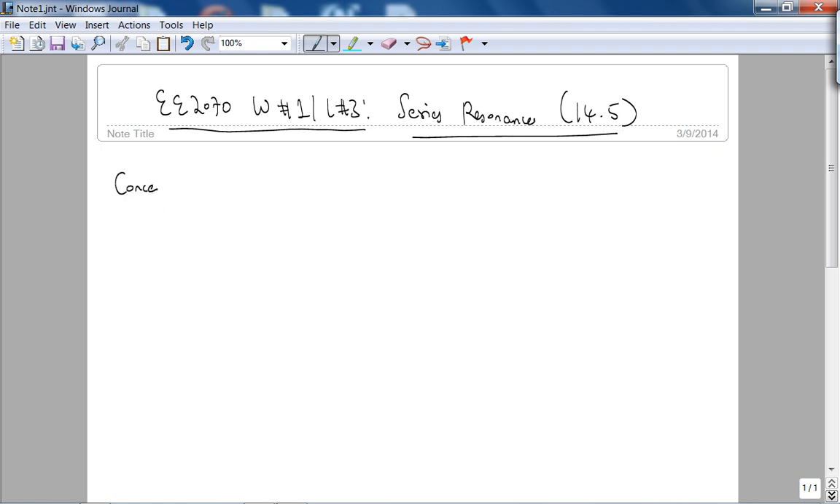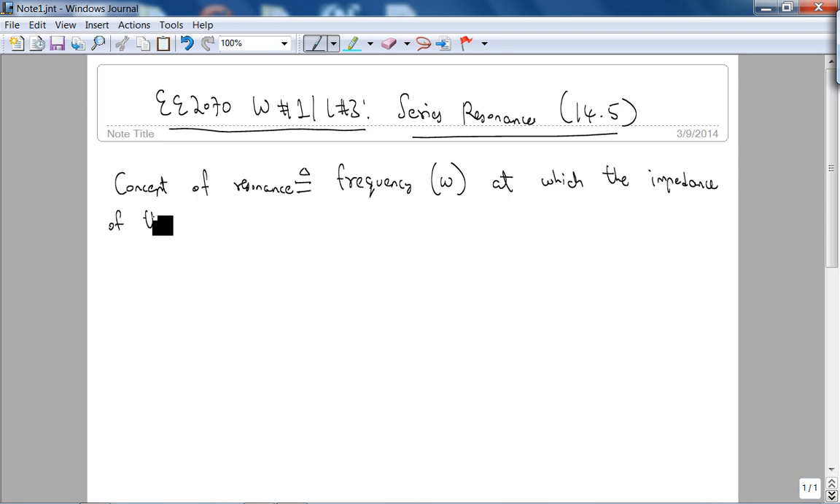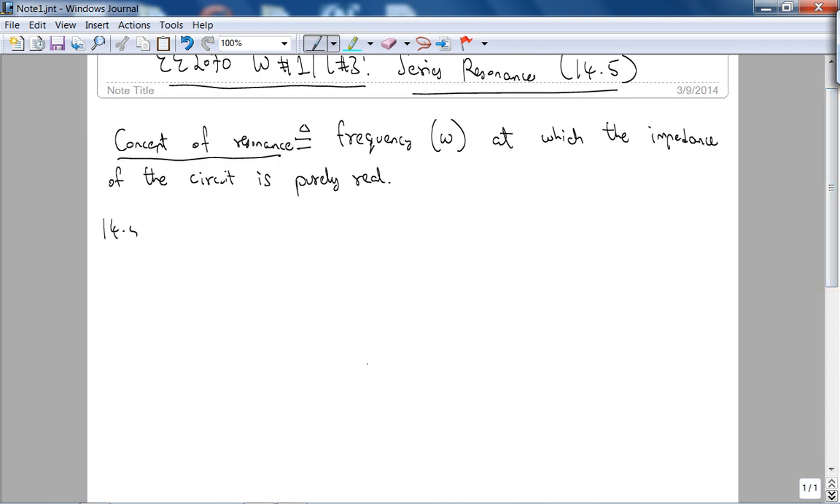And basically the concept of resonance, or the definition if you will of resonance, is defined as the frequency, and by frequency we usually mean in terms of omega, at which the impedance of the circuit is purely real. Okay, and again we'll start our discussion of resonance with the series resonance circuit, which is section 14.5, like I mentioned.